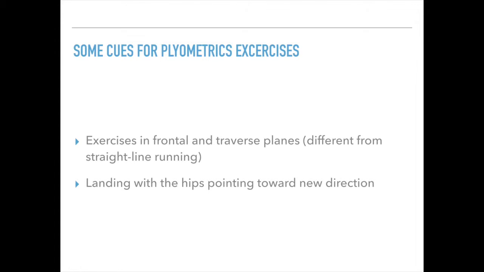There are two important cues that can help to program a specific plyometrics exercise for COD. COD movement develops mainly in the frontal and transverse planes. This is different from straight line running, so the exercise should involve these planes. Using counter movement jumps or drop jumps, athletes should land with the hips pointing toward the new direction.